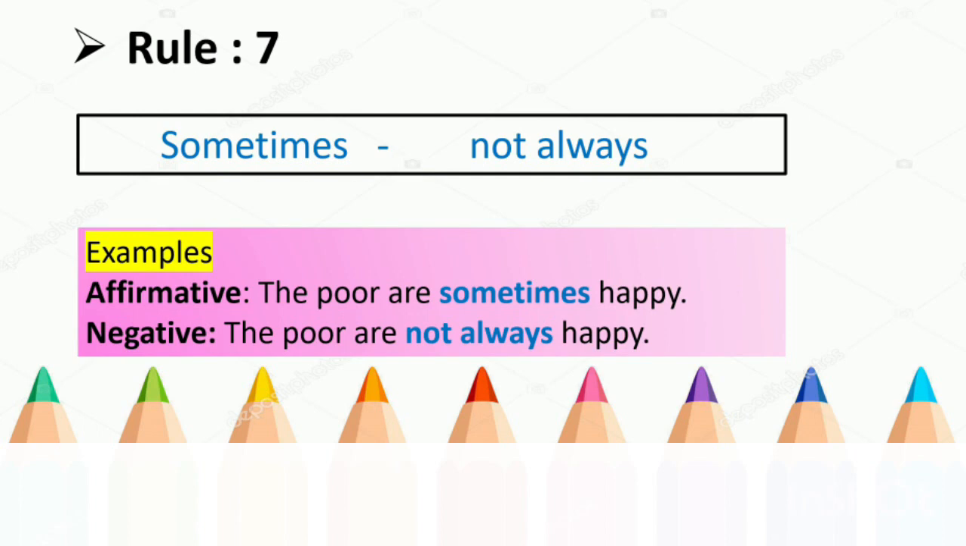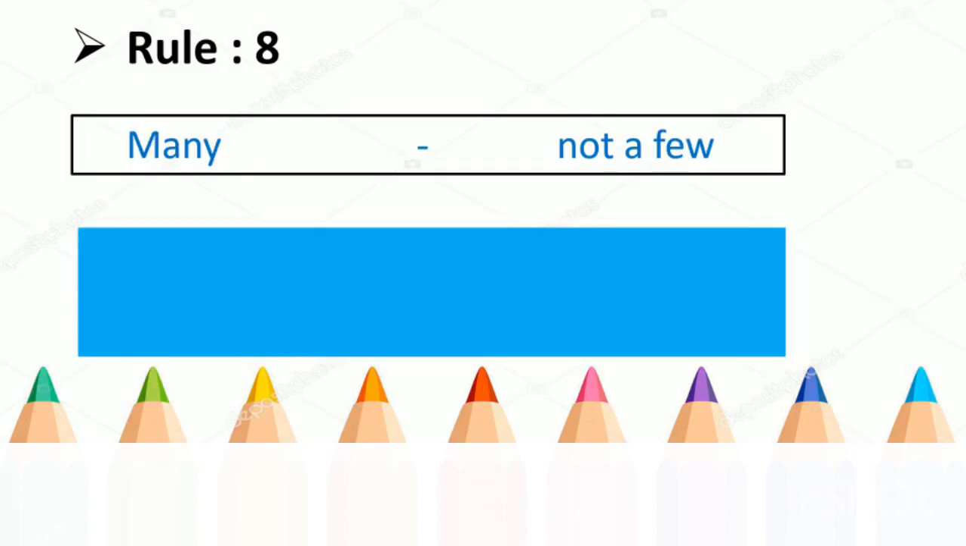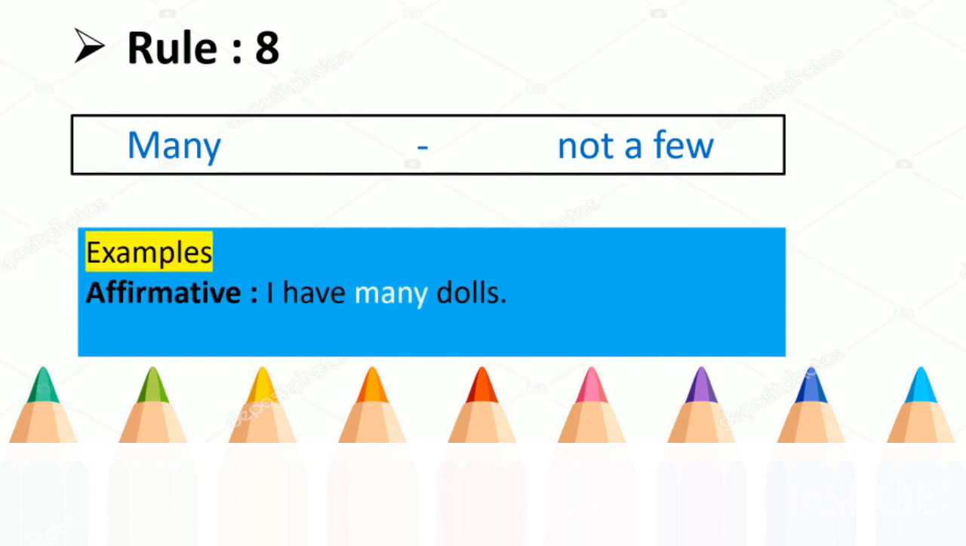Rule number 8. When you find many, you have to replace it with not a few. Many means not a few. Affirmative sentence, I have many dolls. That means I do not have a few dolls. Now let's move ahead.